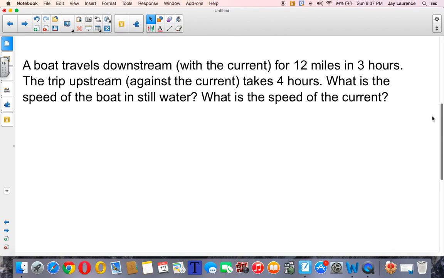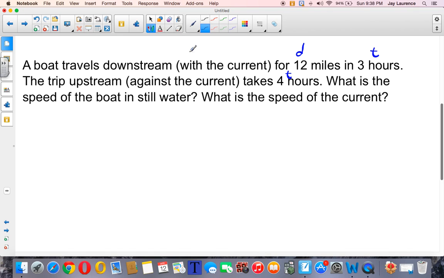Okay, this problem says a boat travels downstream with the current for 12 miles. Hey, that's a distance, isn't it? I'm going to mark that with a D, okay? In 3 hours. Hey, that's a time. The trip upstream against the current takes 4 hours. There's another time right there. What is the speed of the boat in still water? What is the speed of the current?